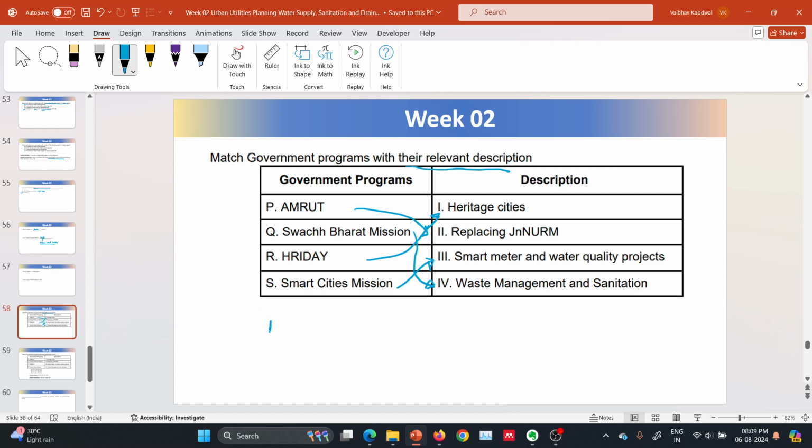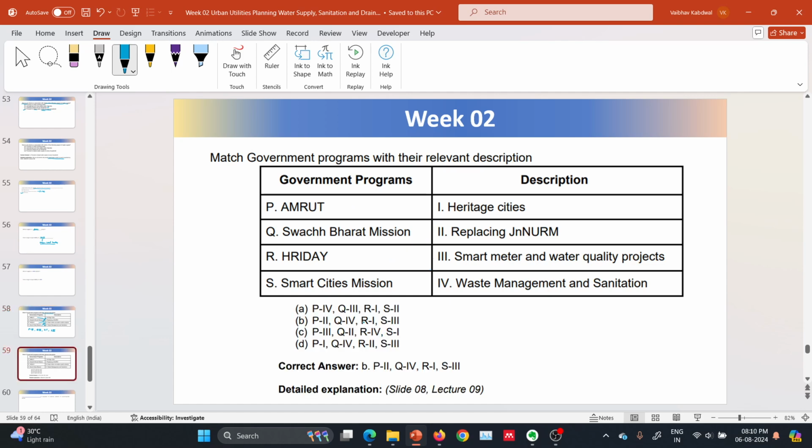So if I say P is 2, Q is 4, R is heritage cities, S smart cities mission was to provide smart meter and water quality projects. S is 3. So 2, 4, 1, 3. So answer is B.